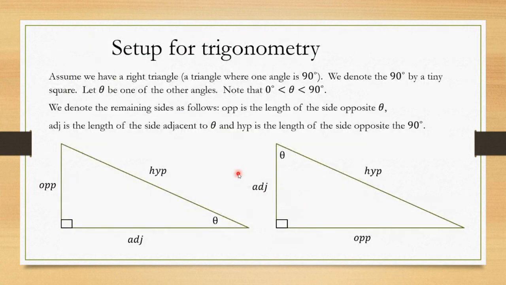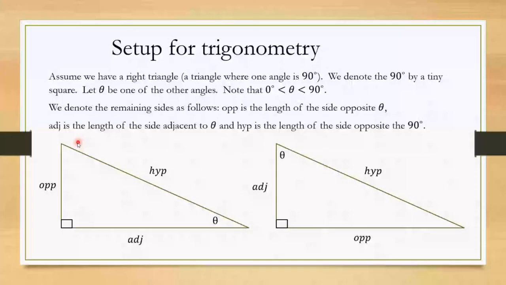Did I misspeak here? Yeah, I misspoke. I'm sorry about that. HYP is actually the length of the hypotenuse. This side here is the length of the opposite side. ADJ is the length of the adjacent side. So these are actually the side lengths. OPP is the length of the opposite side, ADJ is the length of the adjacent side, and HYP is the length of the hypotenuse, the side opposite the 90-degree angle.